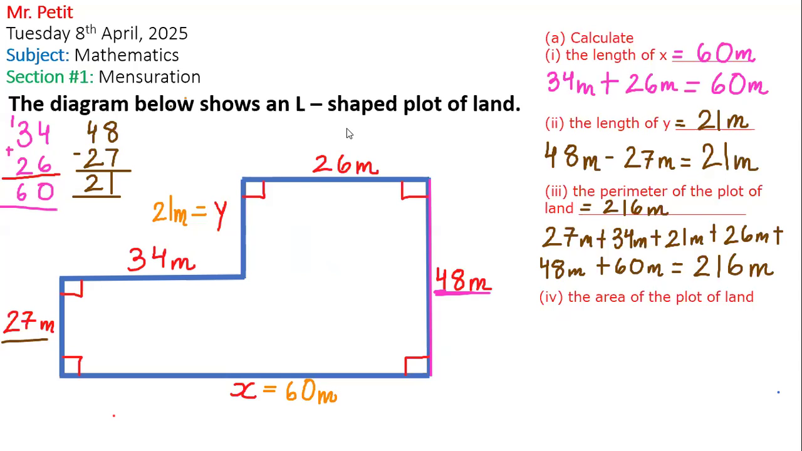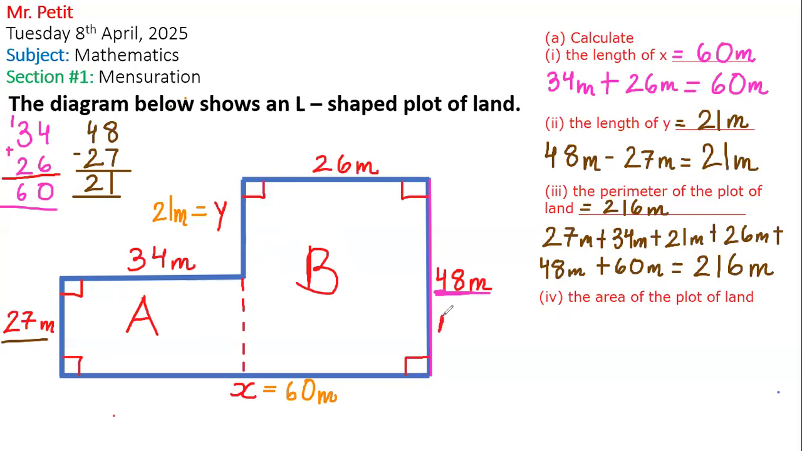2,880. All right. The way I would do it, I would actually separate this into two rectangles. So I would say, let's break this up. We're going to call this rectangle A and this rectangle B. Find the area of rectangle A and the area of rectangle B and do what? Add them.